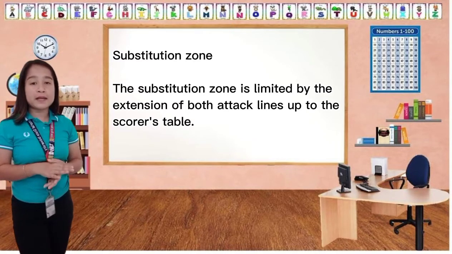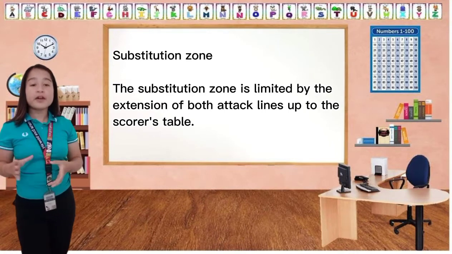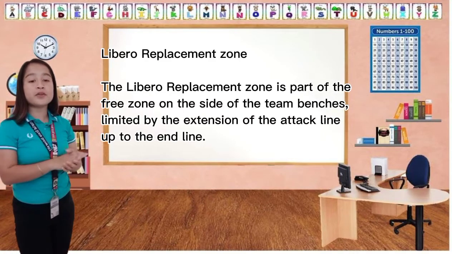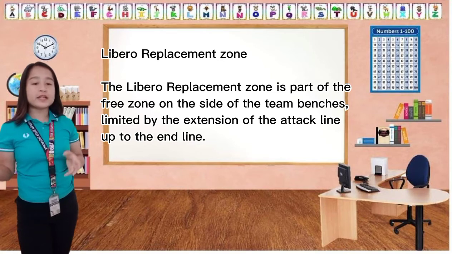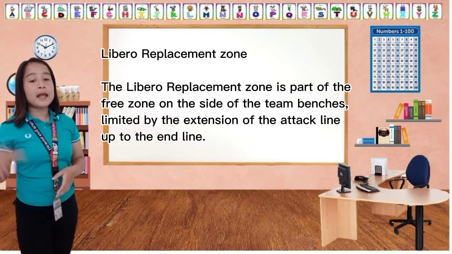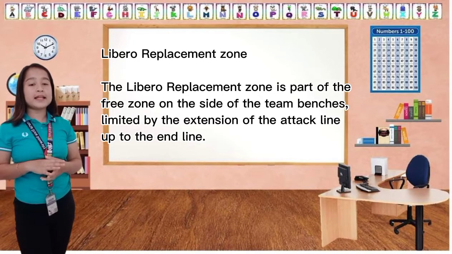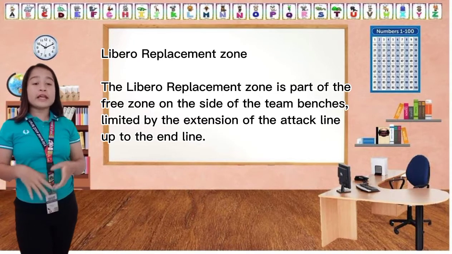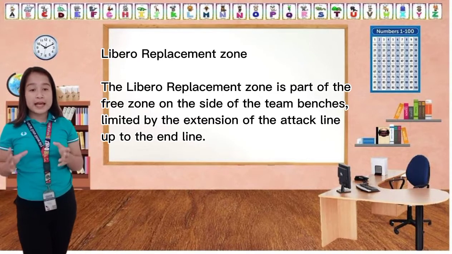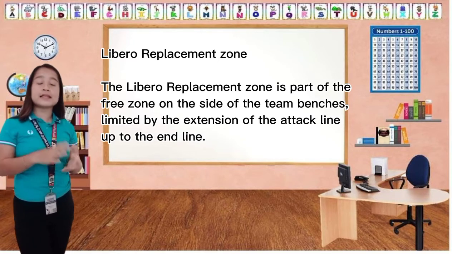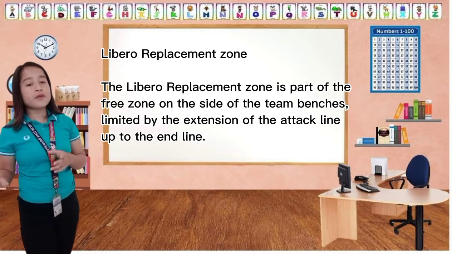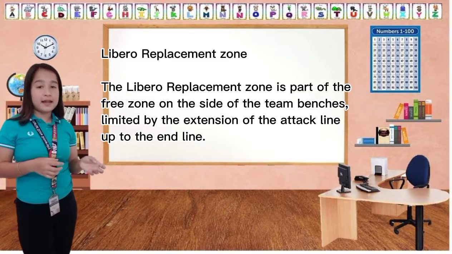Then, the libero replacement zone. So, the libero replacement zone is the part of the free zone on the side of the team benches, limited by the extension of the attack line up to the end line. So, the libero replacement zone is part of the free zone on the same side as the team benches, extending from the attack line up to the end line.